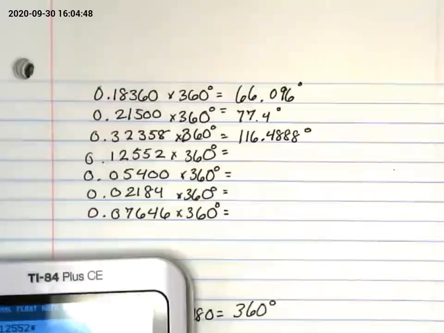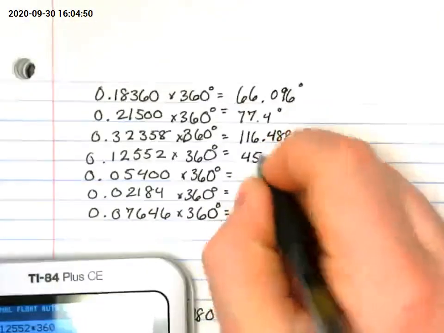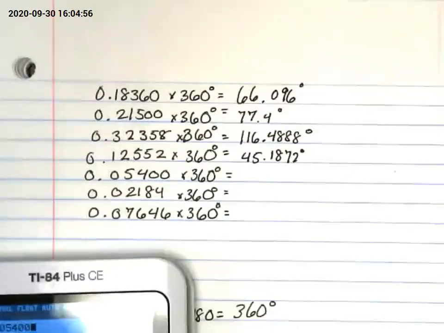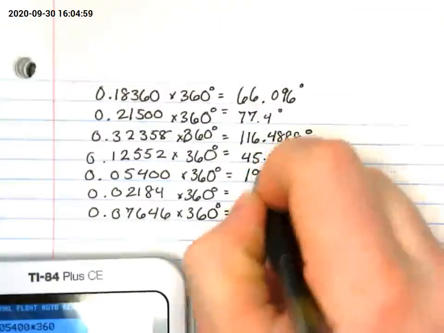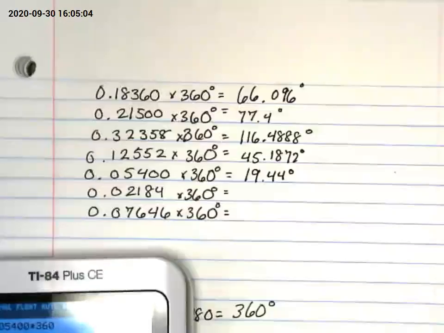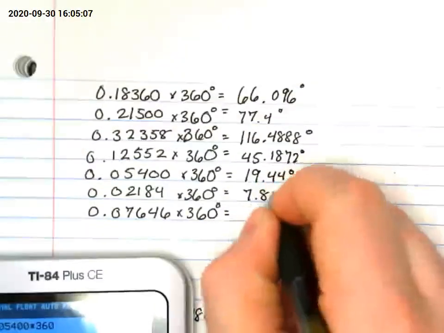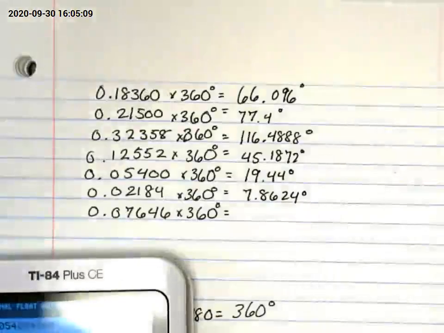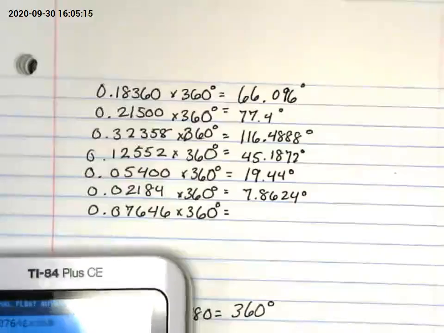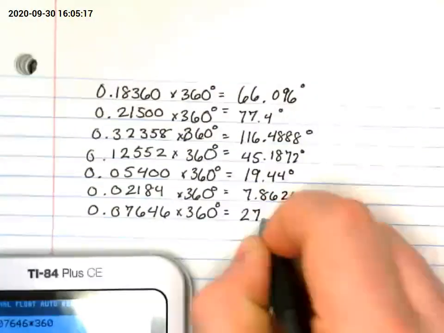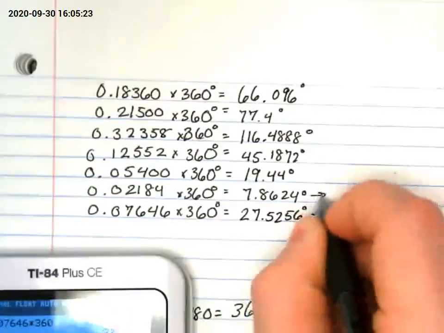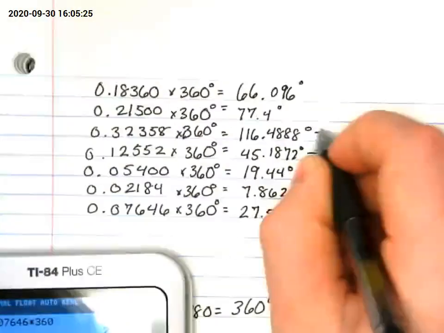0.12552 times 360 is 45.1872 degrees. 0.05400 times 360 is 19.44. 0.02184 times 360 is 7.8624. 0.07646 times 360 is 27.5256. Now, we've got to round these up or down because there are too many decimal places here.